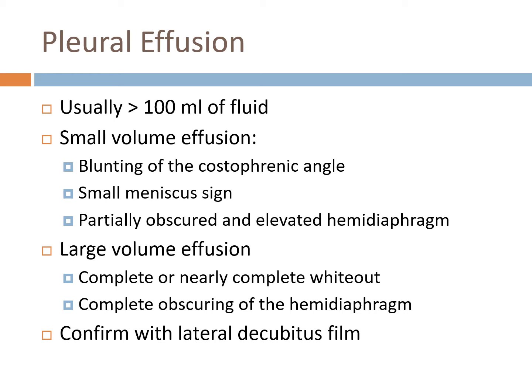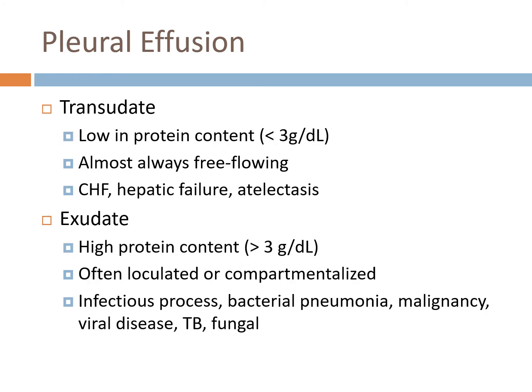A large effusion can actually show a complete whiteout of the side of the lung that's affected, and it can completely obscure the hemidiaphragm. Of course, you need to confirm it with a lateral film, so having them lying on their side. And then again, a review of the type of fluid you might get if you're going to do a thoracentesis or try to get the fluid out.